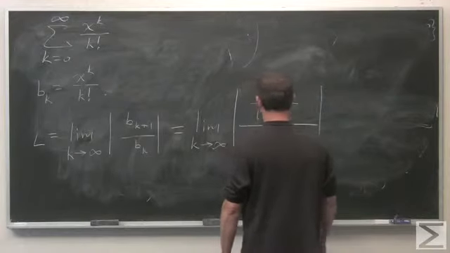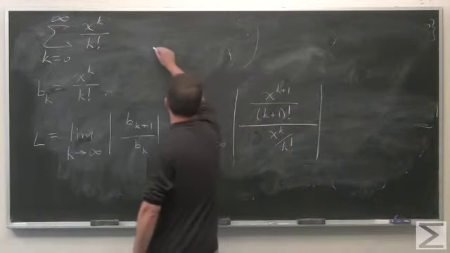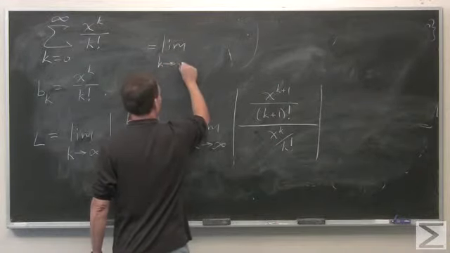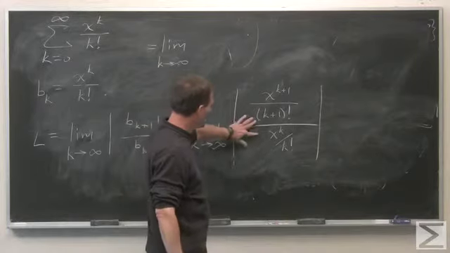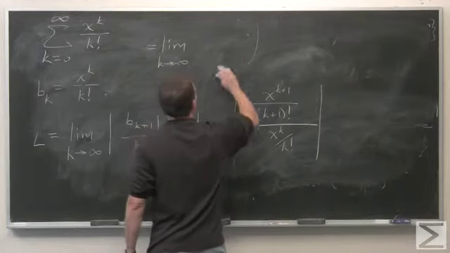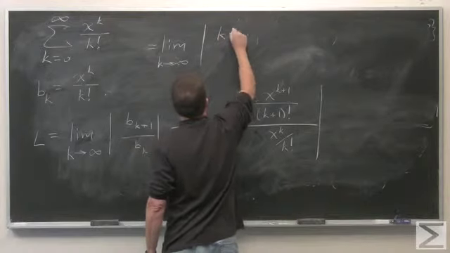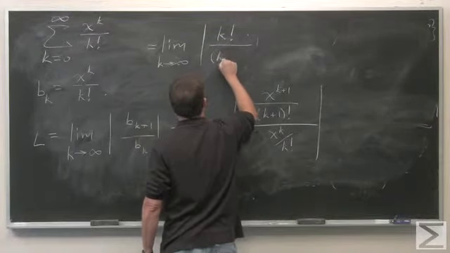All right, now I'm going to go up the board just to be confusing. This is the limit as k approaches infinity of, you invert this and multiply, you end up with the absolute value of k factorial divided by k plus 1 factorial.